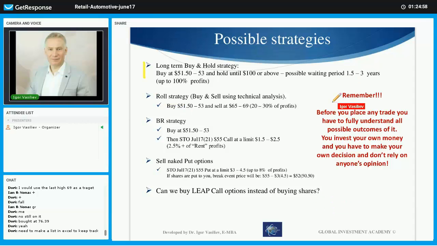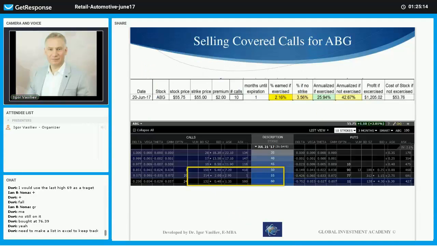Okay, so this strategy, again, remember, before you place any trade, you have to fully understand what you're doing, all right? Because it's your money. You invest your own money. You earn it, so you work hard for it. So make sure that you analyze 10 times and take into consideration your personal circumstances when you do it.